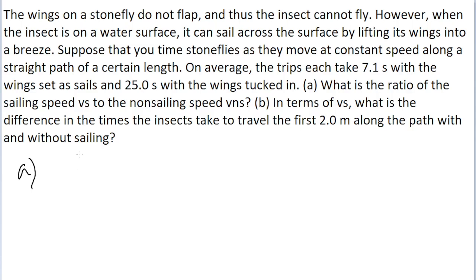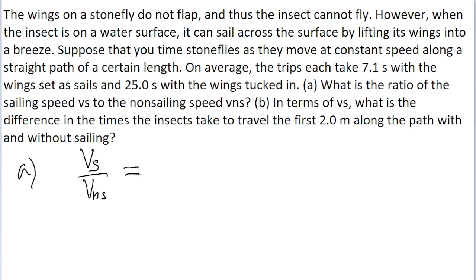So we're looking for a ratio, so we can set this up as a division. We're looking for the ratio of Vs to V sub ns. So it's just a simple divisional fractional problem here. We are given the times for both of the trips that have been measured, and the only thing we're told about the distances is that the distances are equal, since it's explicitly stated in the problem that a certain length is being traveled.